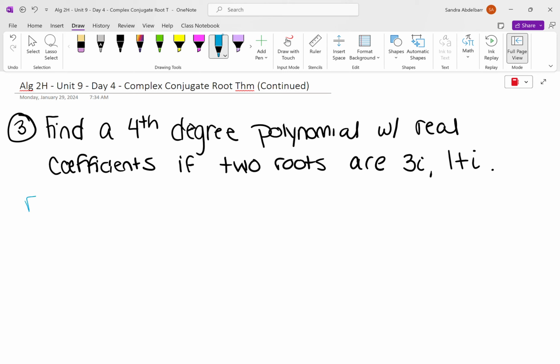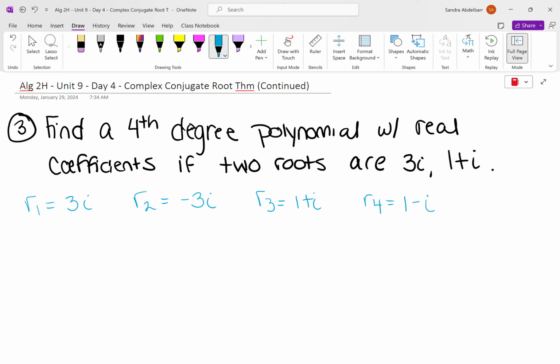So if my first root is 3i, what does my second root have to be? Negative 3i. Remember, imaginaries come in pairs. And if my third is 1 plus i, its conjugate is also a root, which is 1 minus i. So I need to find the polynomial that gave us these roots.